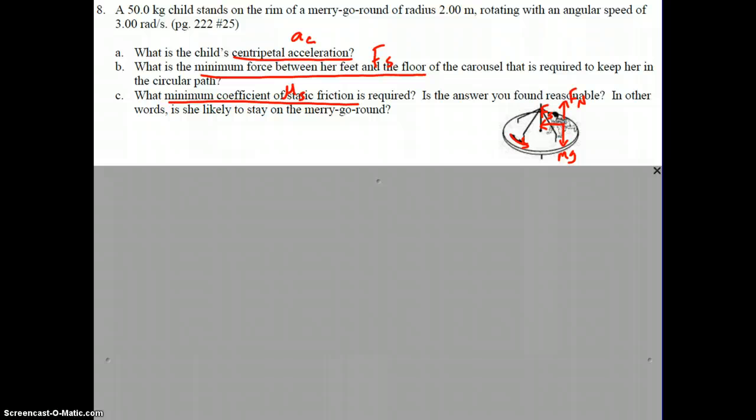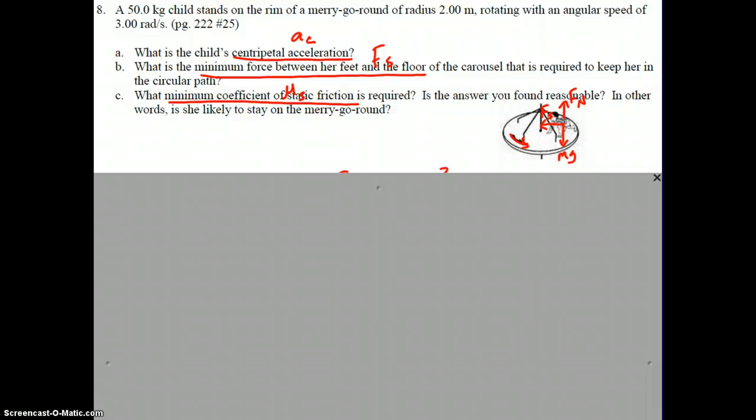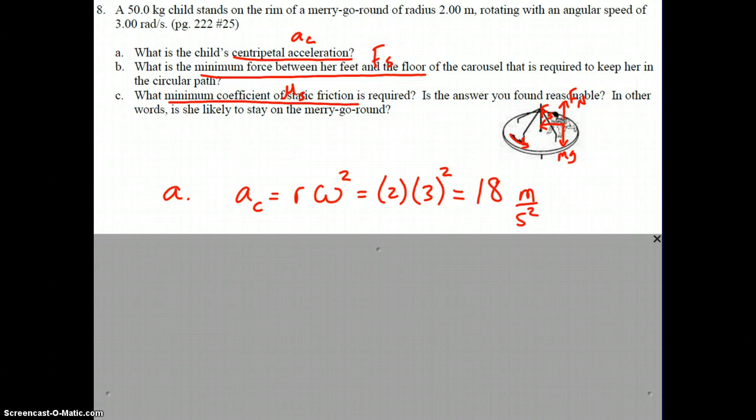All right, so the first thing that we're asked here is A, what is the child's centripetal acceleration? Well, AC is v squared over r, but you see in this problem that we're not given the linear speed, we are given the angular speed. So we're going to use that derivation that we talked about in an earlier lesson, where AC, instead of being v squared over r, is r omega squared, where omega is the angular velocity of the merry-go-round, and therefore the child. So the radius is 2, the angular velocity is 3, 2 times 3 squared is 18 meters per second squared.